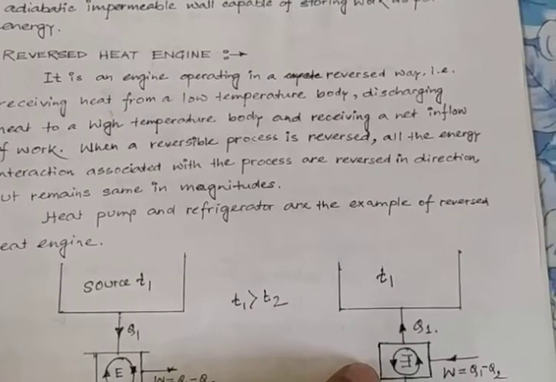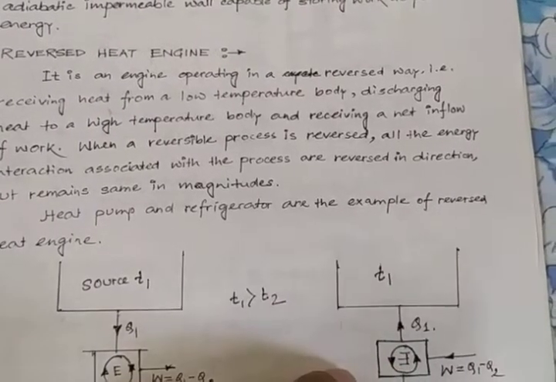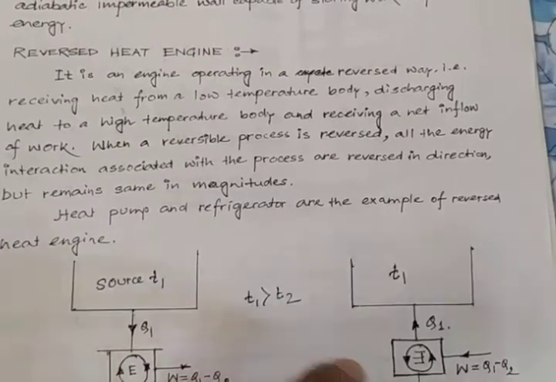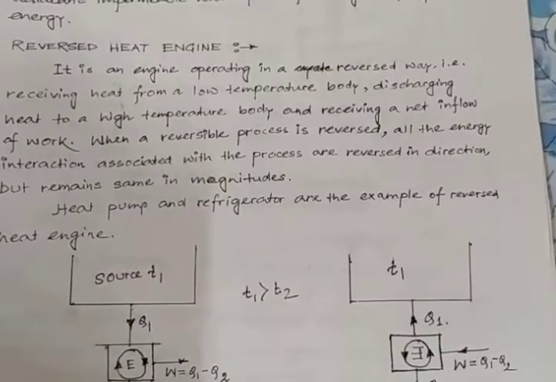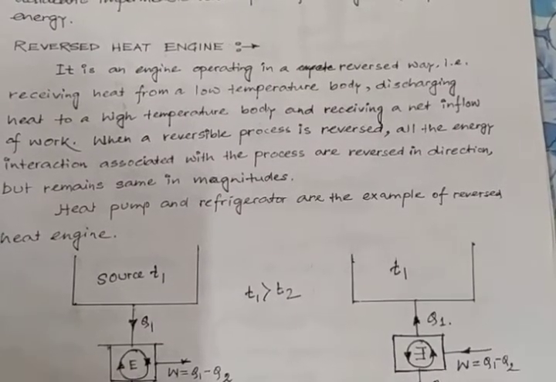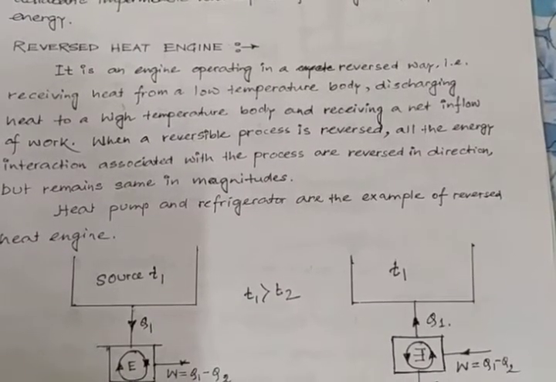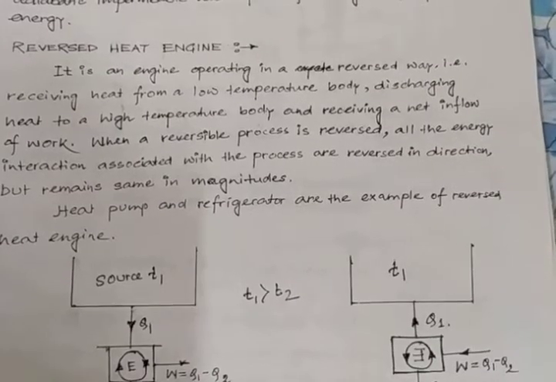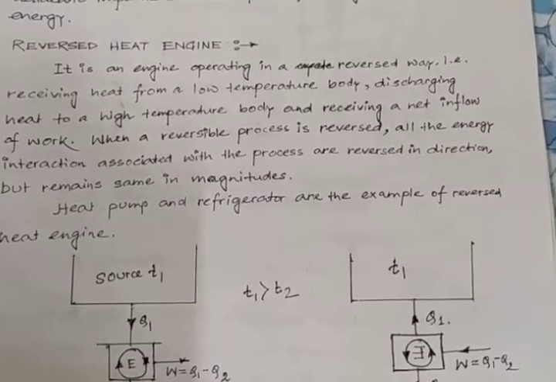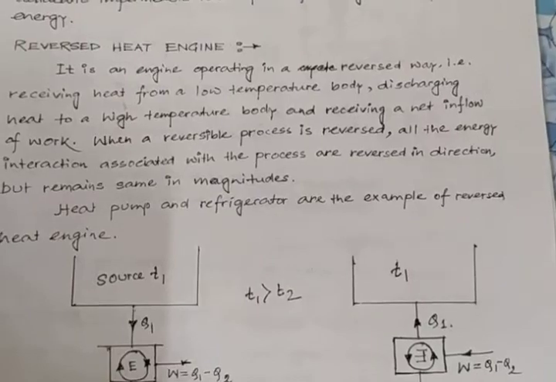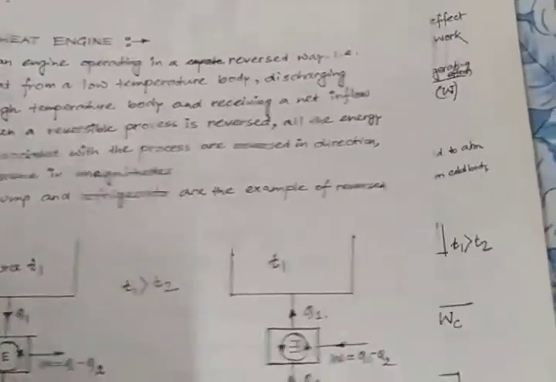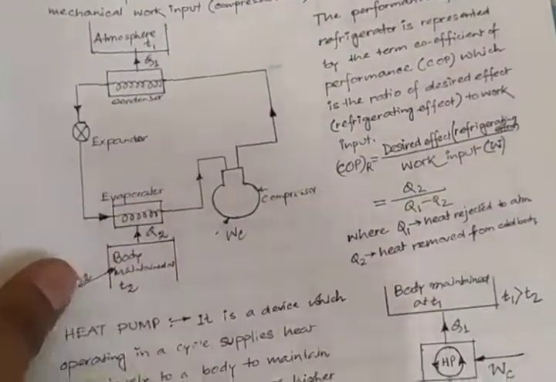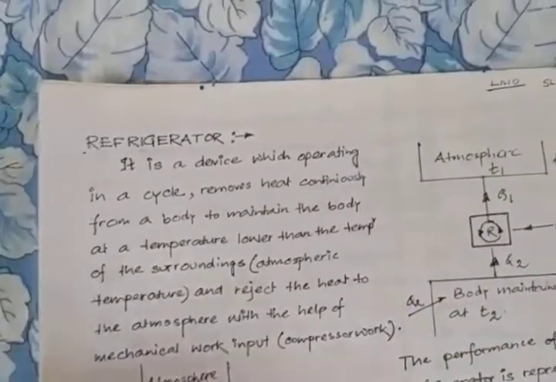When a reversible process is achieved, all the energy interactions associated with the process are reversed in direction, but remain the same in magnitude. Examples of reverse heat engines are the heat pump and the refrigerator. So let's talk about the refrigerator in a nutshell.